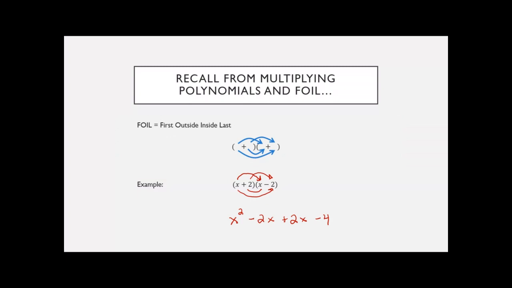And then you add your like terms, and in general, the middle terms are the ones that can combine. And in this case, we have a negative 2x plus 2x. Those actually cancel out, and we're left with x squared minus 4. So this result that we got here, this is called a difference of squares.